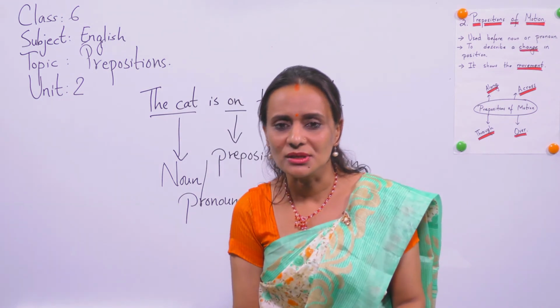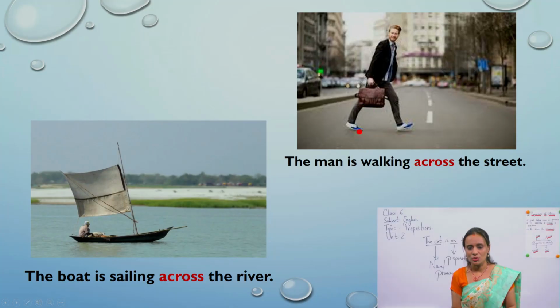Okay, what can you see here? The man is crossing the road. Will you cross the road? Yes or no? Yes. When you go to the market, what do you have to do? You have to go from one place to another. You have to cross the road, isn't it? You have to cross the road from one side to another, to the opposite direction.